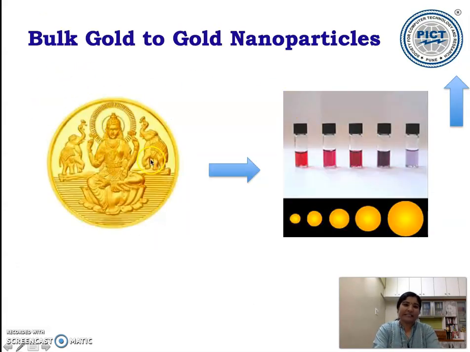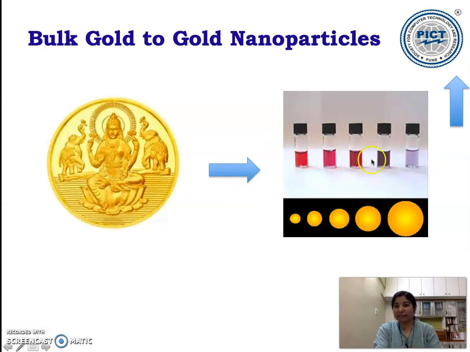Here what we can see is the gold coin. Now, this gold coin is of which color? Of course, it's yellow, or we can say it's a golden color. But if we reduce the size of this gold to the nanoscale, we'll have gold nanoparticles.